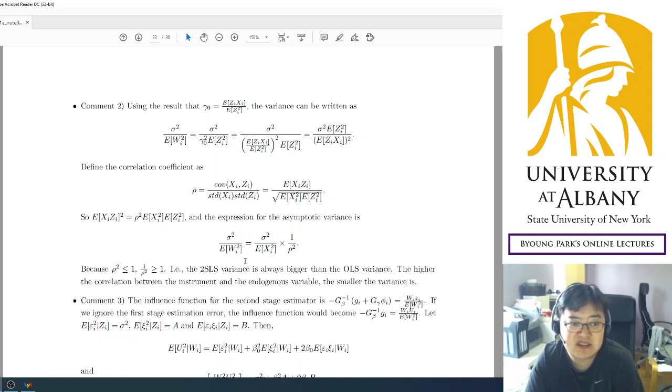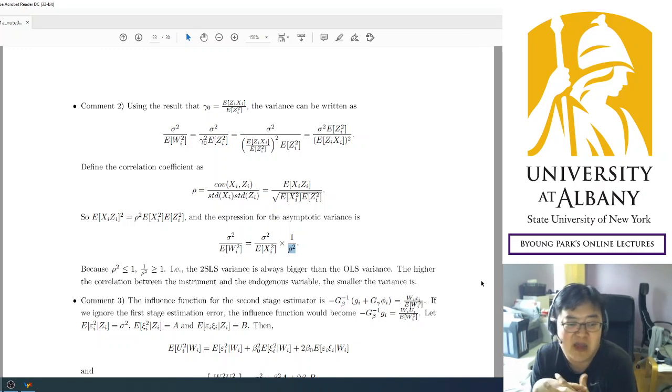And this also relates the two-stage least square variance to the OLS variance. So the two-stage least square variance is the OLS variance times something, but that something is always greater than 1 because the correlation coefficient is always smaller than 1. So 1 over that is greater than 1. That shows that the two-stage least square variance is greater than the OLS variance. They are equal only when the correlation coefficient equals 1 or minus 1, which means the instrument is basically the same variable as the endogenous variable.